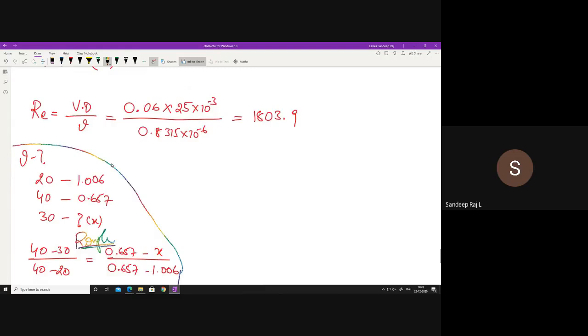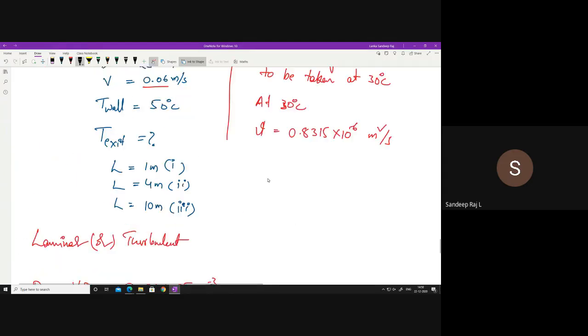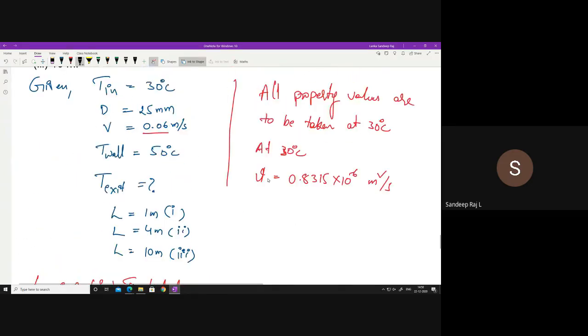Right, the Re value, you got it as less than 2300. So what does that imply? It implies the flow is laminar flow. Is it clear? It's a laminar flow. Now that you know it is a laminar flow, what is the next step to do? We have to find out the h value. Once you have the h value, you can use hA delta T to find out the T exit.